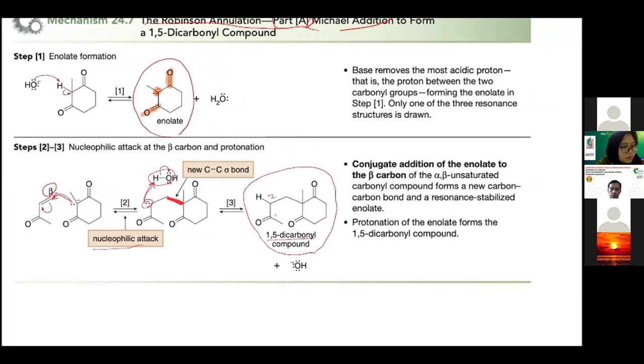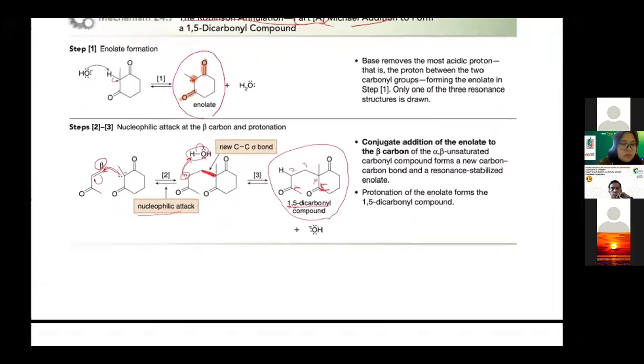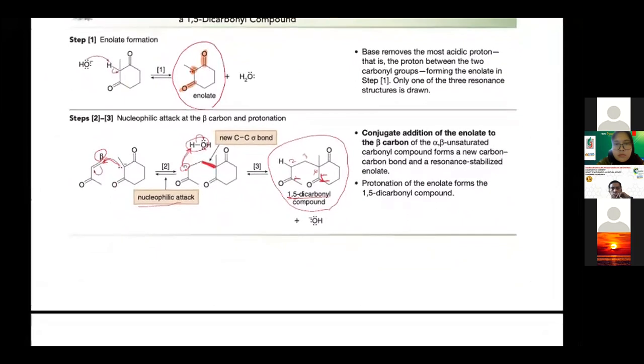1, 2, 3, 4, 5. This is important: 1,5. The 1,5-dicarbonyl compound is found here. And this compound reacts in an Aldol reaction.